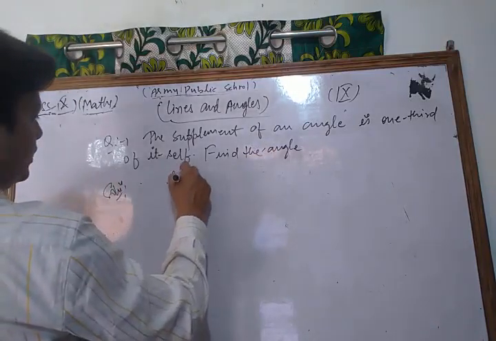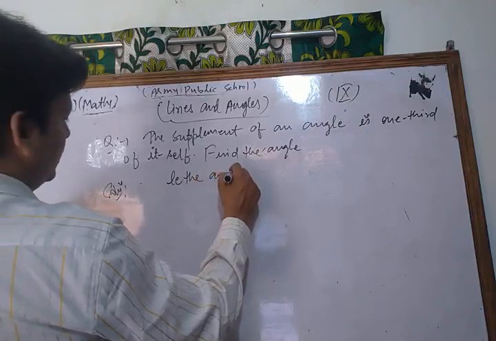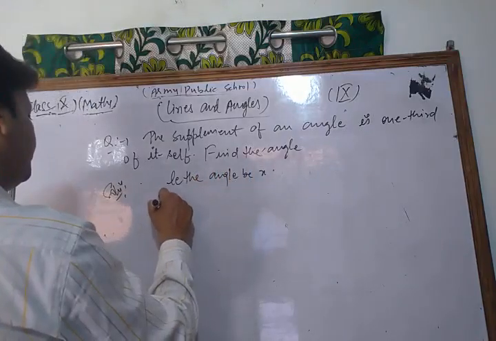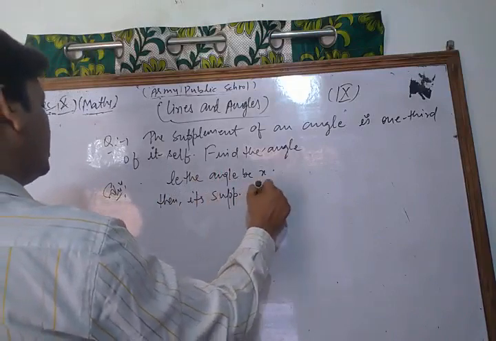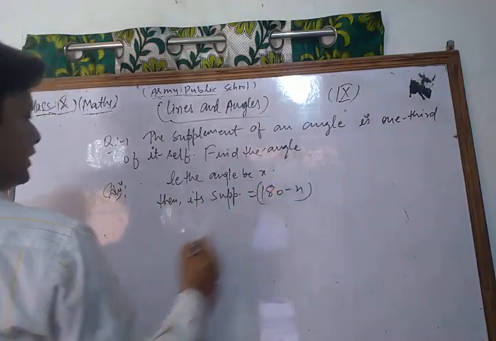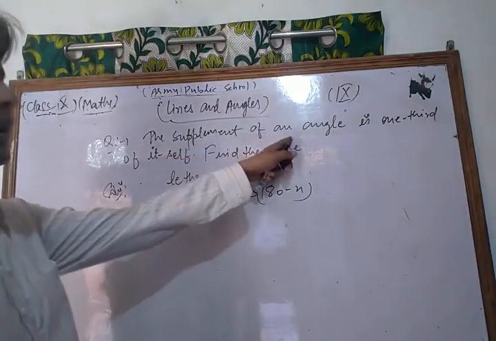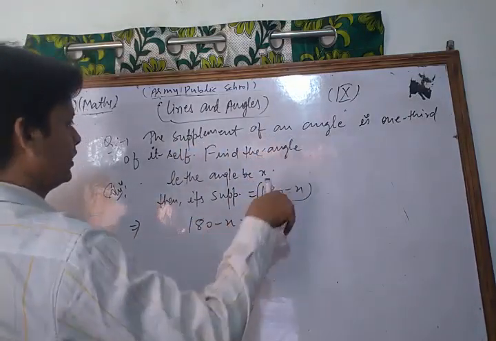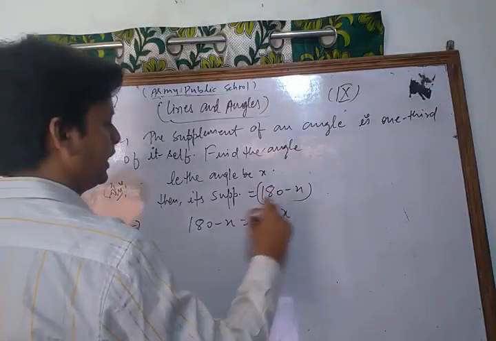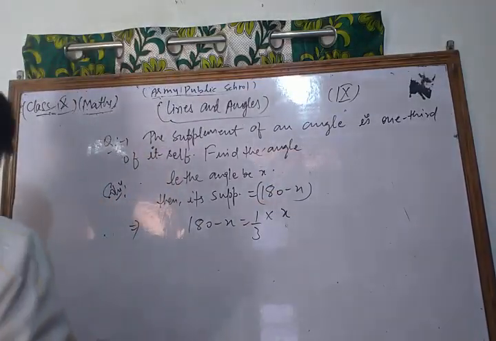Let the angle be x, then its supplement will be 180 minus x. Now according to the question, the supplement of an angle is 1/3 of itself, and 1/3 of itself is x/3. This is the condition. Now we simplify them.